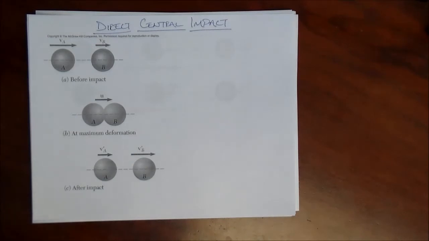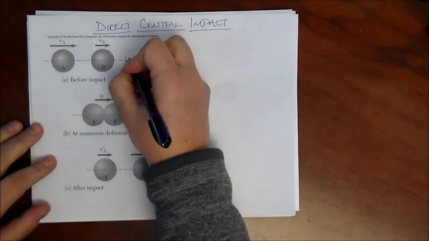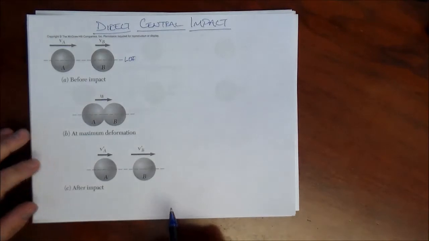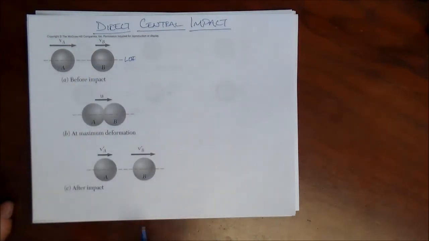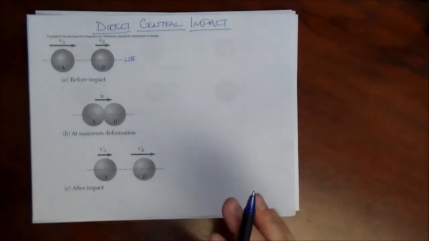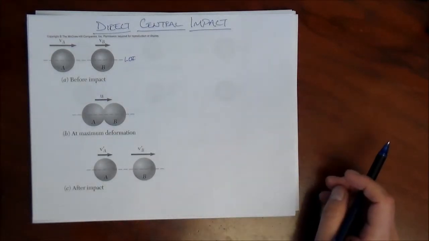So let's consider the case of direct central impact, where two particles are colliding and their velocities are along the line of impact. In this picture, we see the line of impact, with two particles moving with different velocities. Okay? So let's look closely at the process of the collision.